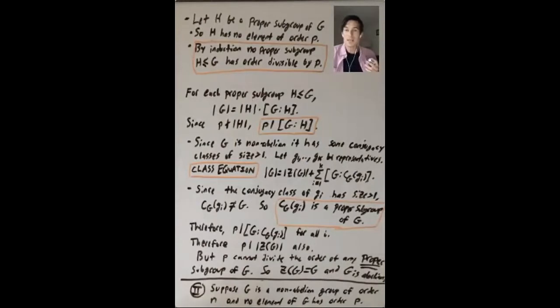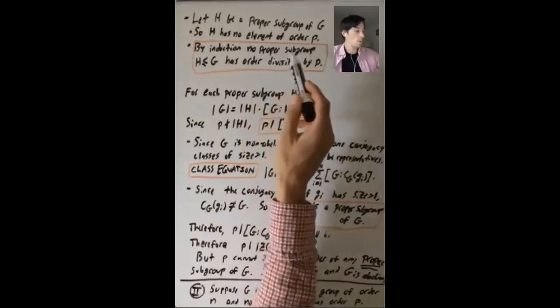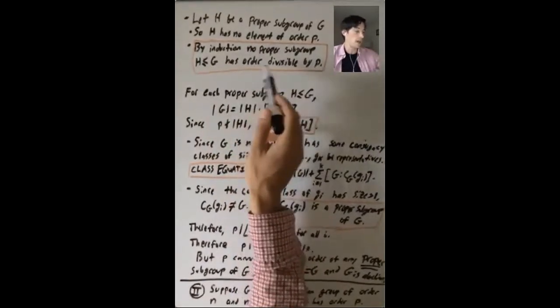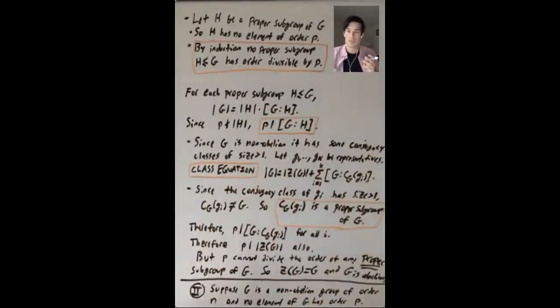So if P divided the order of H, that would mean that H would have to have an element of order P by induction. So what induction tells us is that no proper subgroup H of G has order divisible by P. So what does that mean?